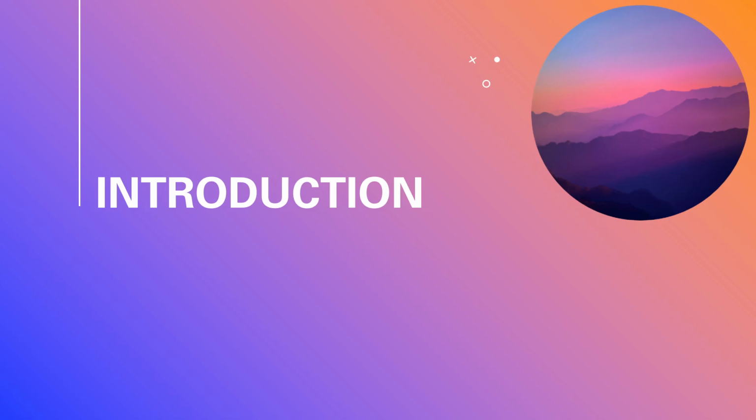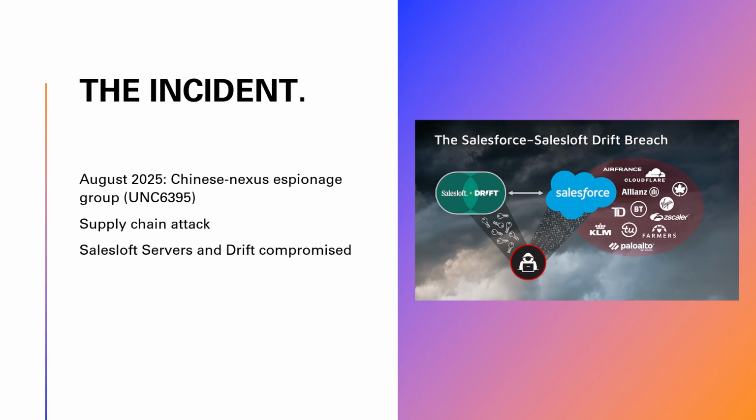In August of 2025, a Chinese Nexus espionage group, identified as UNC6395, executed a supply chain attack. Instead of trying to hack into thousands of companies individually, they only hacked into one vendor, which was Salesloft. But how did they do that?